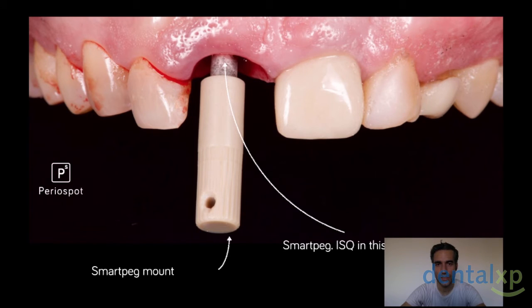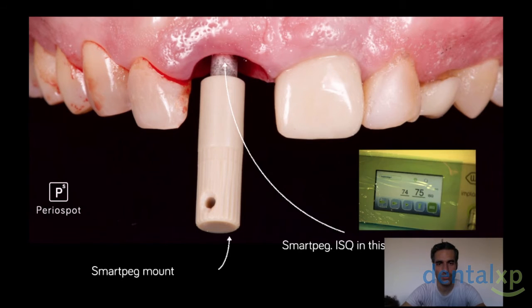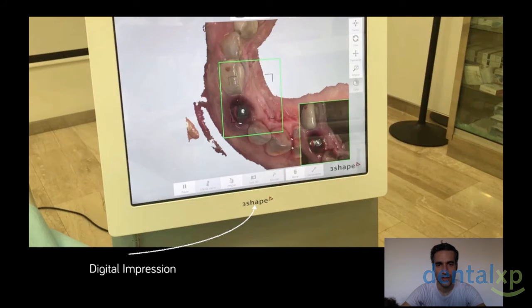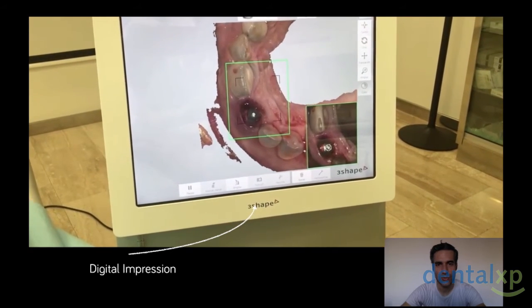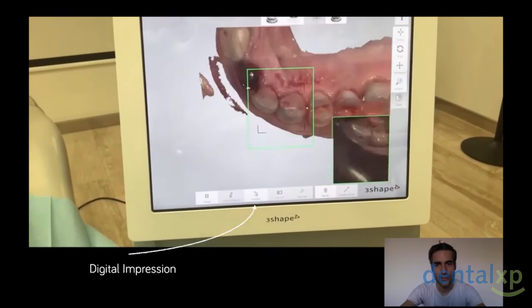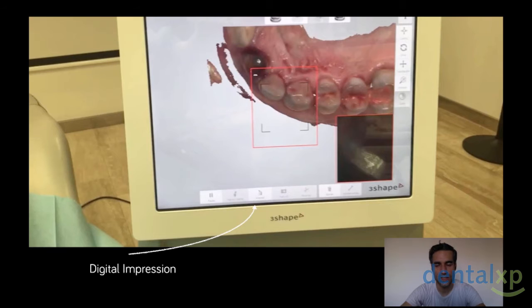Also, as you can see, we measured the torque. We measured the ISQ. You can see here is the smart peg, and we are going to measure the osteal. We did it with the implant method, and then we did a digital impression. The advantage of the digital impression is that we can see the root fragment. You can see here we are scanning, and for sure we can see where is the fragment.